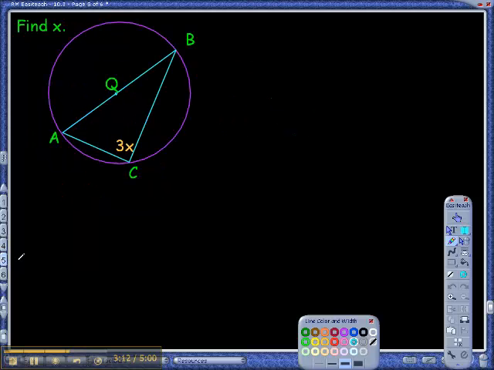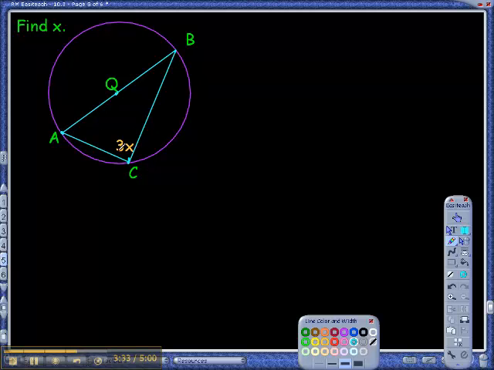All right, moving right along. Look at this. We've got a triangle that's inscribed in my circle. All of its vertices are on the circle. And we know that the diameter is a side of my triangle.